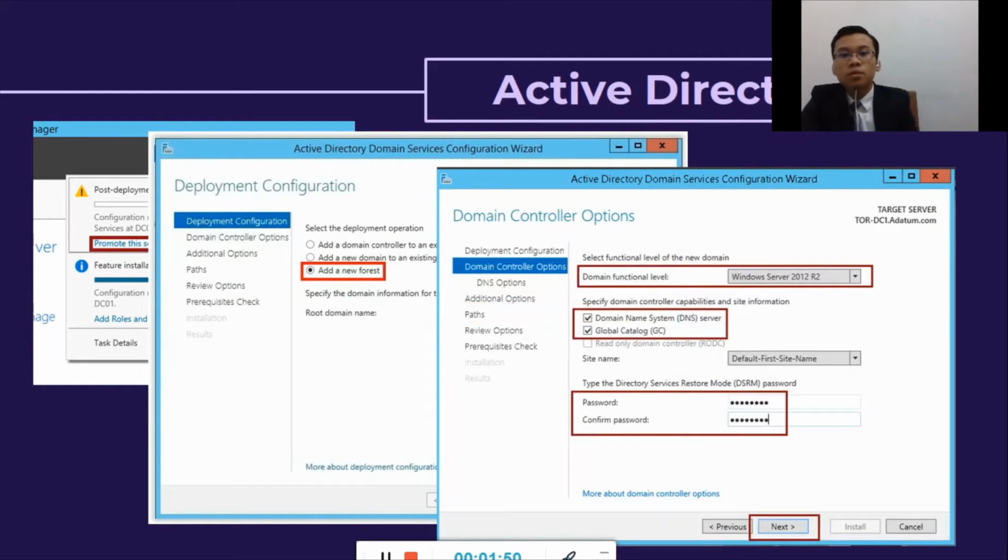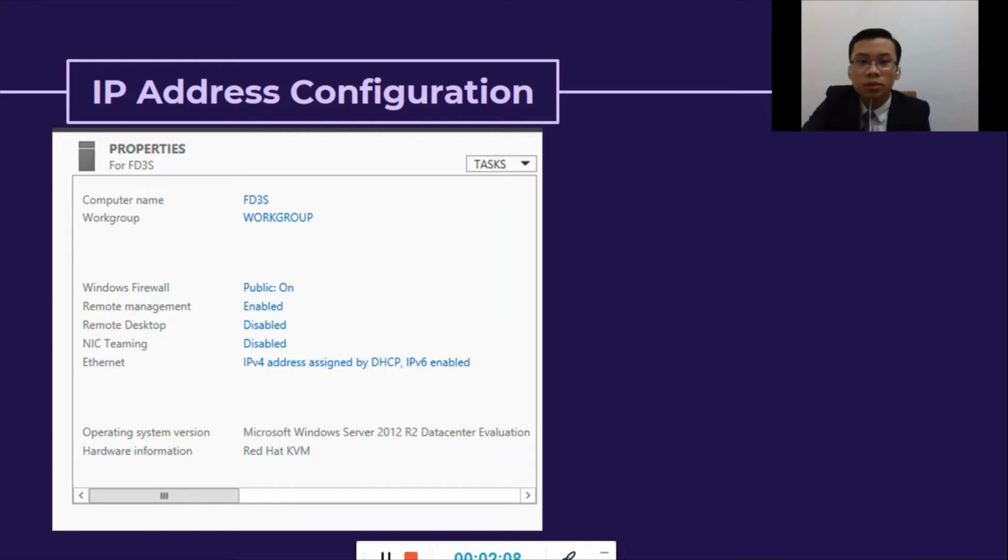And in the domain controller options, we can check the Domain Name System or DNS and global catalog. And then we can input the password and confirm the password, and then select next. In IP configuration, this is the configuration for Ethernet. Before, the IPv4 address is assigned by DHCP, and IPv6 is enabled.